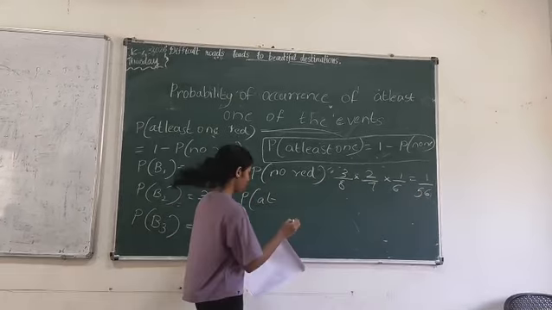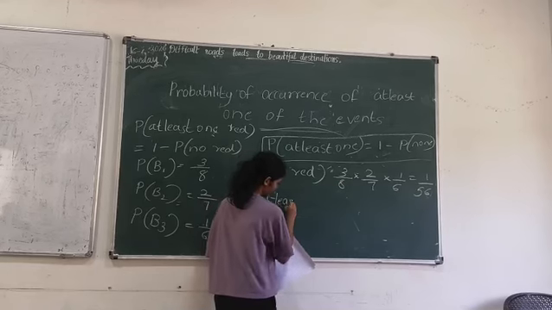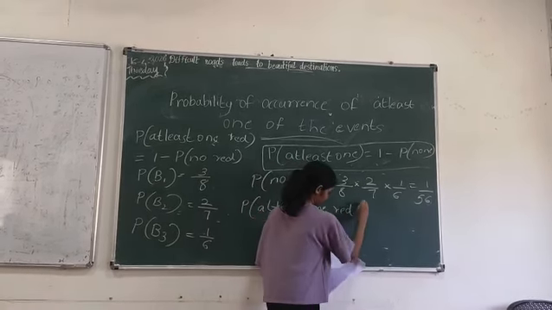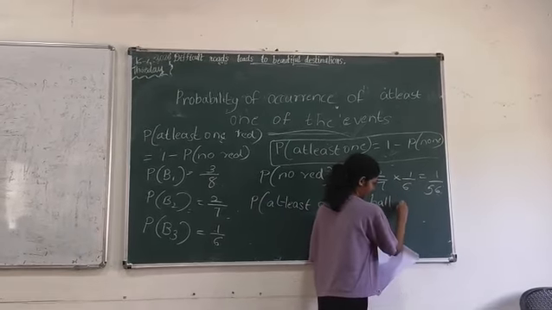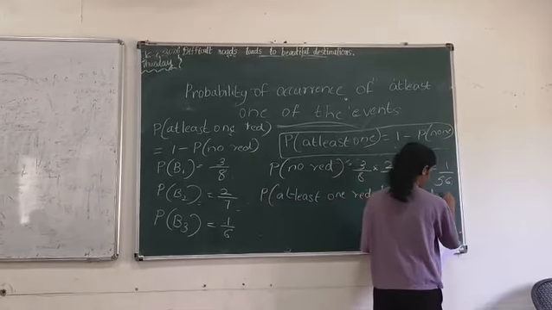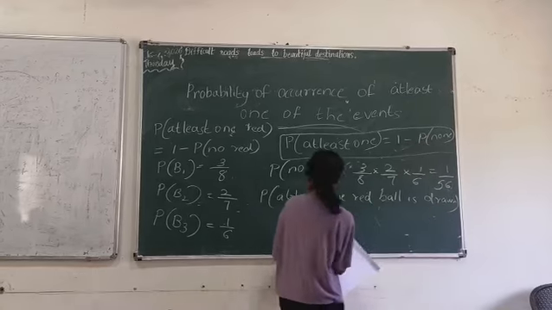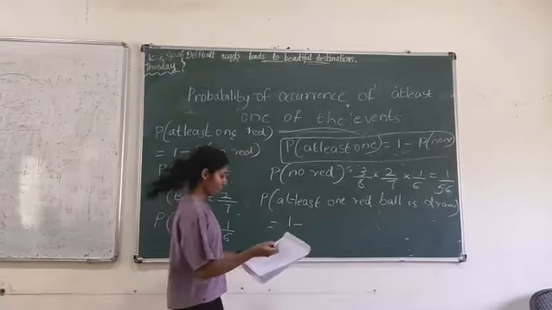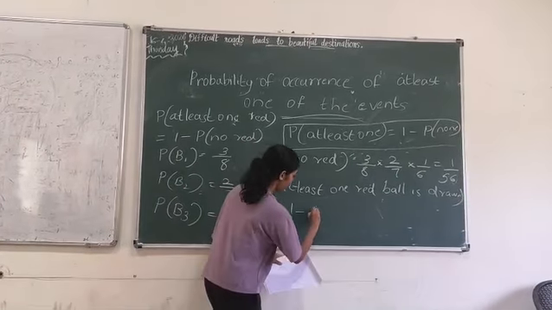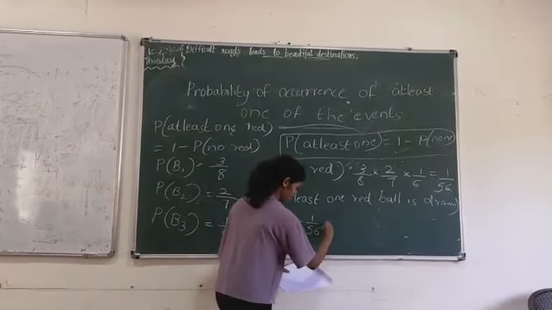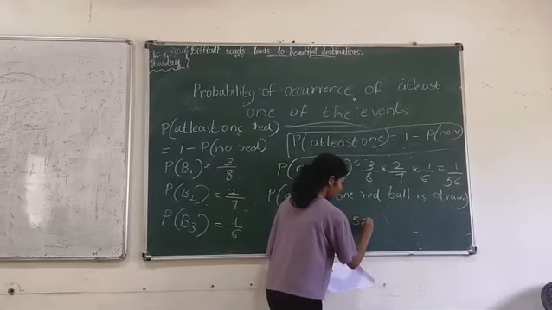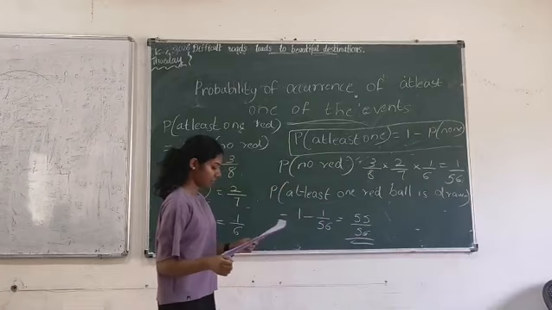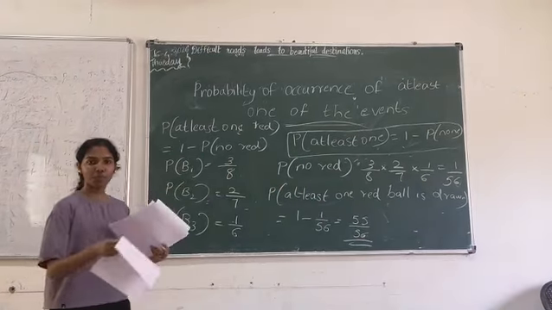And probability of at least one red ball drawn is equal to 1 minus probability of no red. That is 1 minus 1 by 56. So the answer will be 55 by 56. Now we are moving to fourth question.